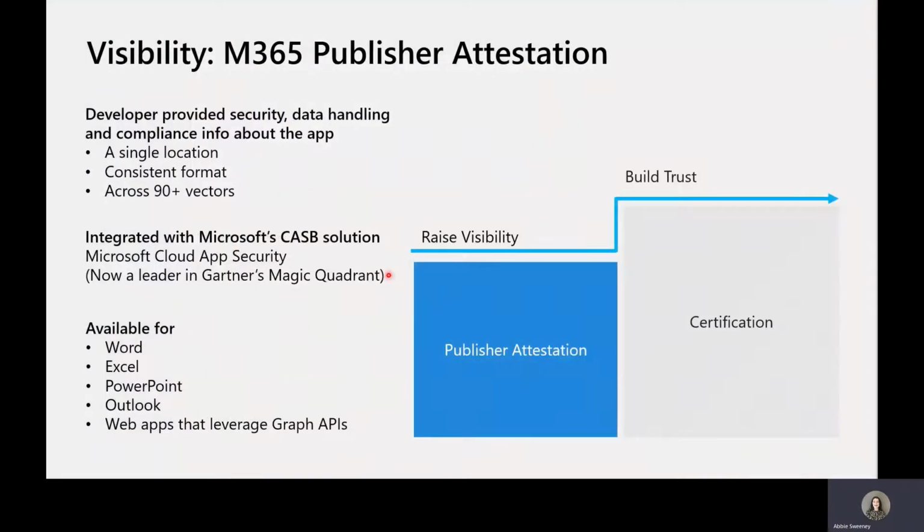Now, look at what that means. What is a trusted application? What is the consent? There are two building blocks here. The first one is the M365 publisher attestation, and this is developer-provided security across 90 different vectors in a single location. It's already integrated with our Microsoft Cloud App Security, and it's available for the majority of web applications that leverage Graph APIs, as well as our first-party applications listed down here. So that's the first step in the security of an application in Teams.